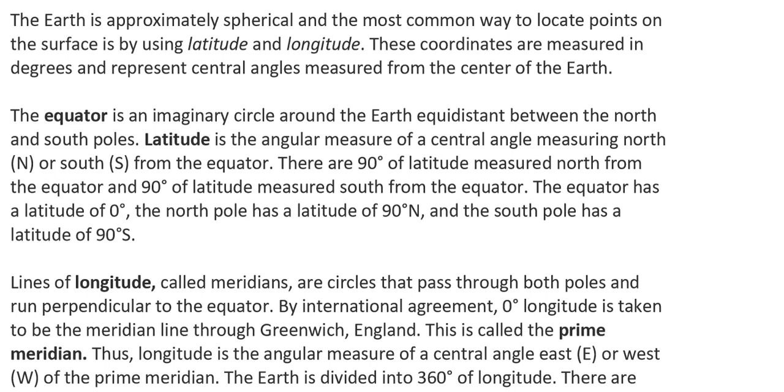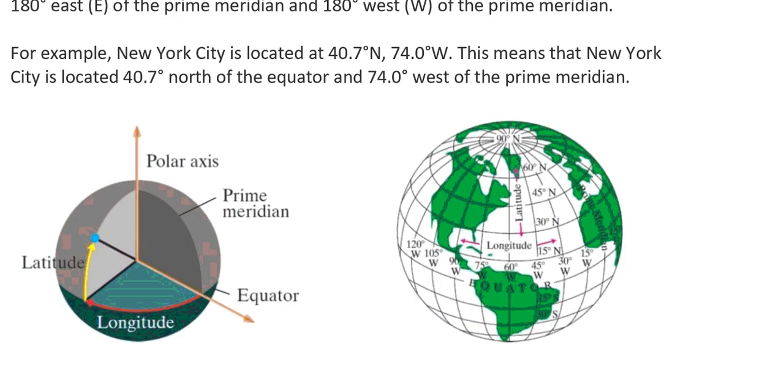The equator is an imaginary line, or circle rather, around the Earth that's equidistant from the North and South poles. Latitude is the angular measure of a central angle measuring north or south from the equator. There are 90 degrees of latitude measured north from the equator and 90 degrees of latitude measured south from the equator. Now the equator has a latitude of 0. The North Pole would have a latitude of 90 degrees north, and the South Pole would have a latitude of 90 degrees south.